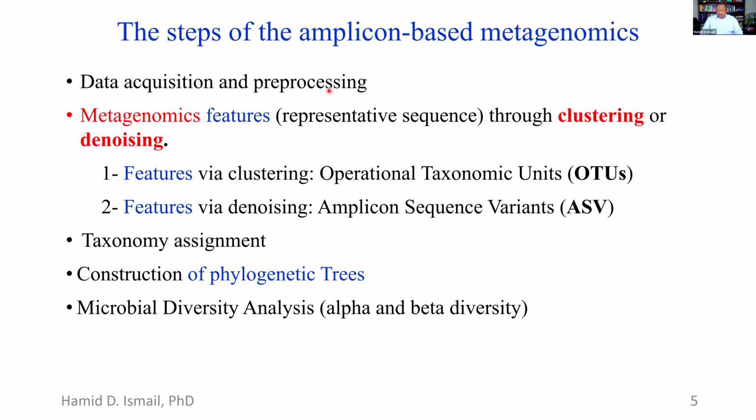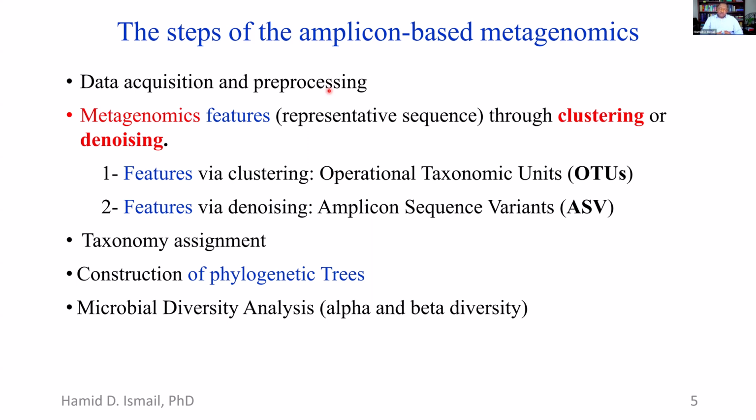We can go further after that. This is just one of the analyses. We can stop here, or we can go further if we need to construct a phylogenetic tree, because we have sequences there, and we can use these sequences to see how they are related from an evolutionary perspective, how they relate to one another. And also we can use what we call microbial diversity analysis. We have two kinds of analysis. One we call alpha, and the second is beta.